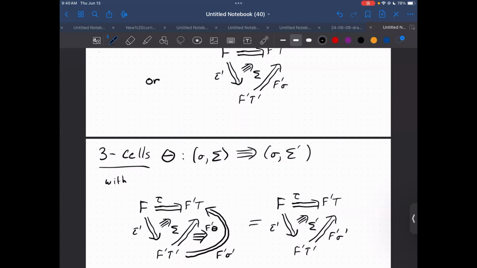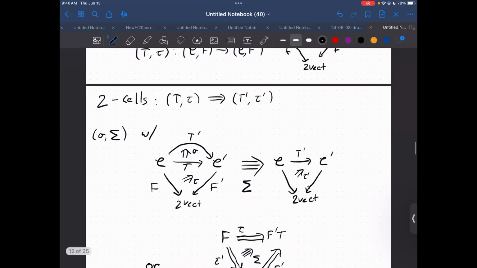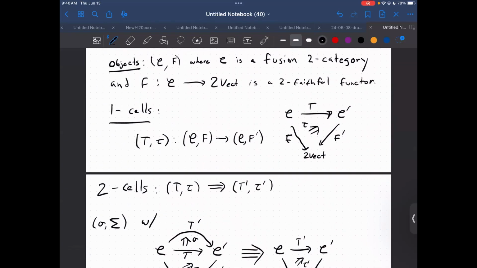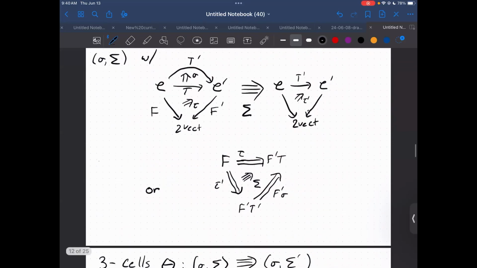Because I insisted, oh, maybe I didn't say it. I'm insisting that all the comparison data is inverted. So up here, capital sigma is invertible, little sigma might not be, and little tau is invertible, capital T might not be.